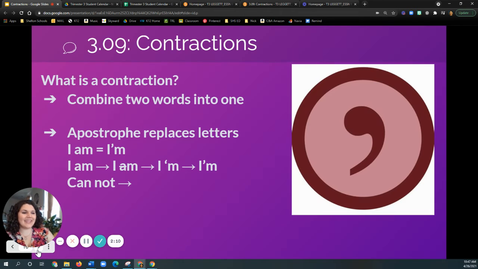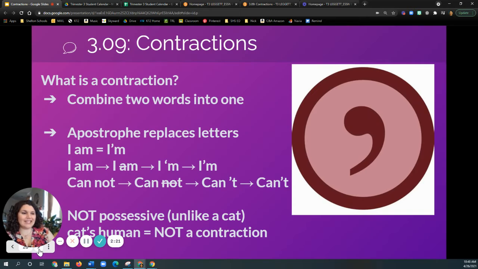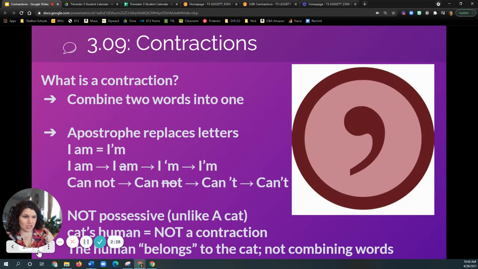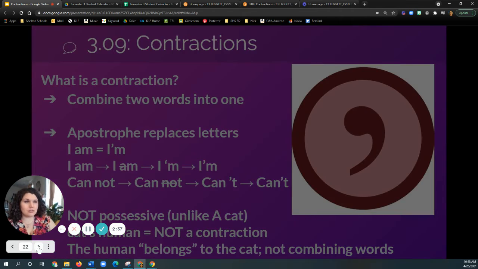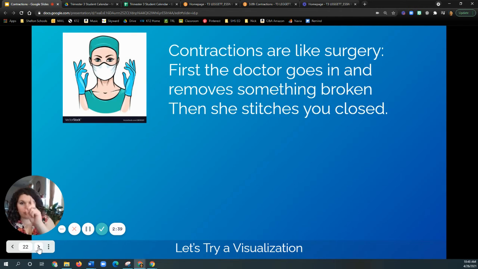Let's look at another one. Cannot. Take out the N and the O, smush them together, and now you have can't. Again, it's not possessive. So it's not like a cat's human. A cat's human is not a contraction. The human may belong to a cat, but we're not talking about possessive. We're talking about contractions.